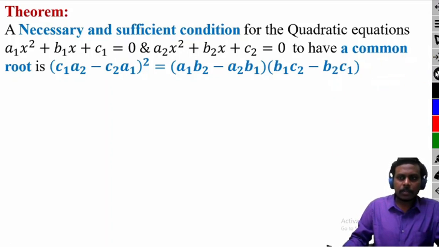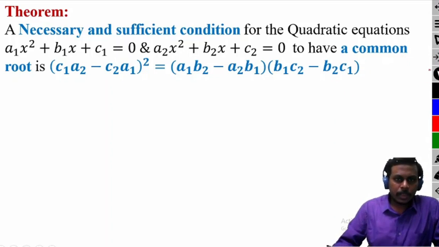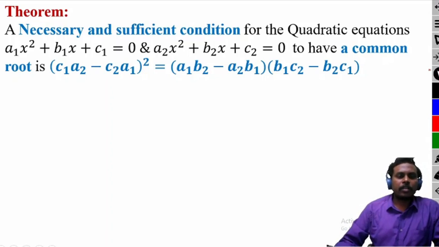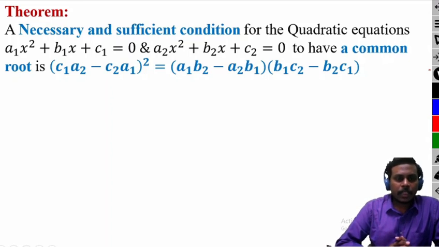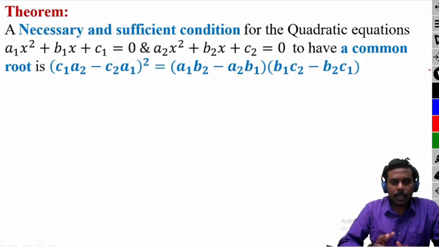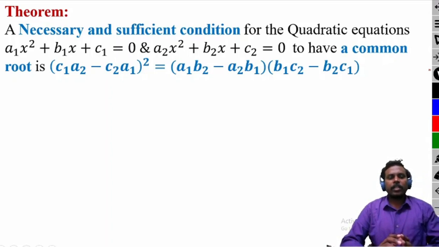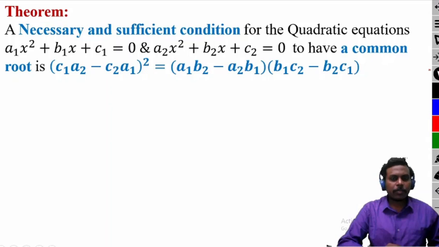That means what actually they are telling is, suppose if at all equation 1 and equation 2 have a common root, then the coefficients need to satisfy this condition. The other way is, if at all any two quadratic equations satisfy the following condition, then the two quadratic equations must have a common root. This is what the statement tells actually. We are not getting into the proof of this. We'll try to solve some problems based on this particular theorem.